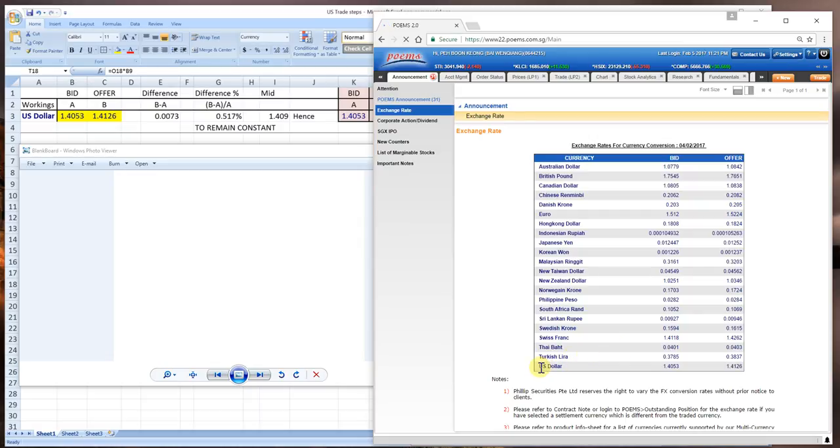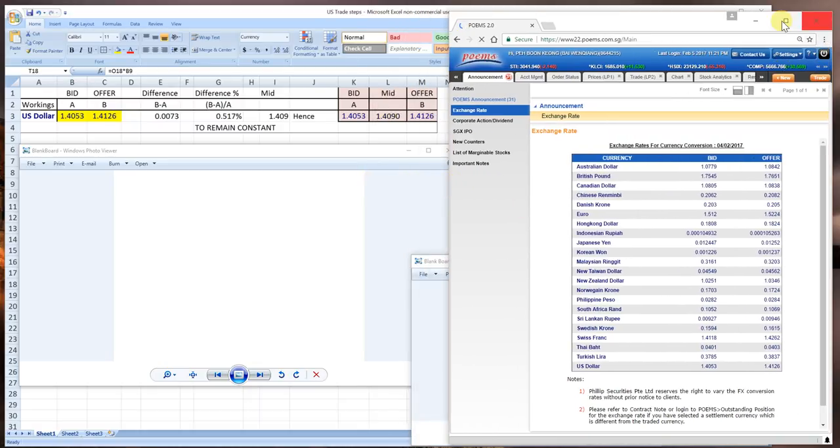As for today, we are going to take the US dollars as an example. What we have here is that the US dollar has a bid at 1.4053 and an offer at 1.4126. Likewise, what I did was copy and paste the currencies shown over here, 1.4053 and 1.4126. So we won't be needing Poems 2 at the moment.